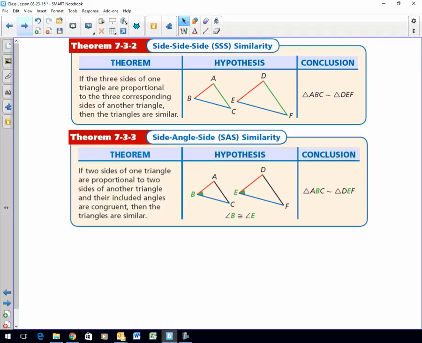Of course, we have a few more that you need to write down. The side similarity postulate: if the three sides of one triangle are proportional to the three corresponding sides of another triangle, then the triangles are similar.